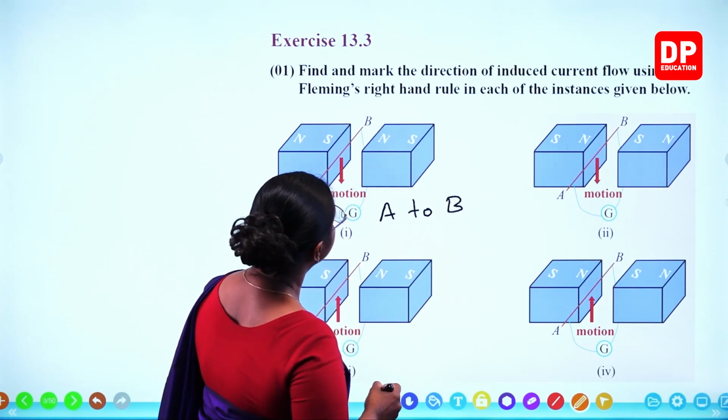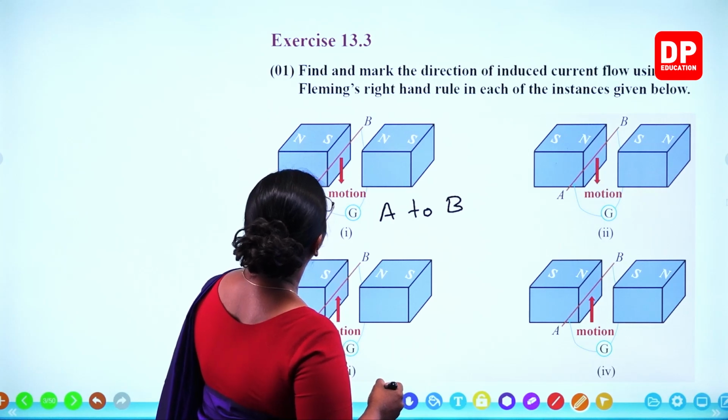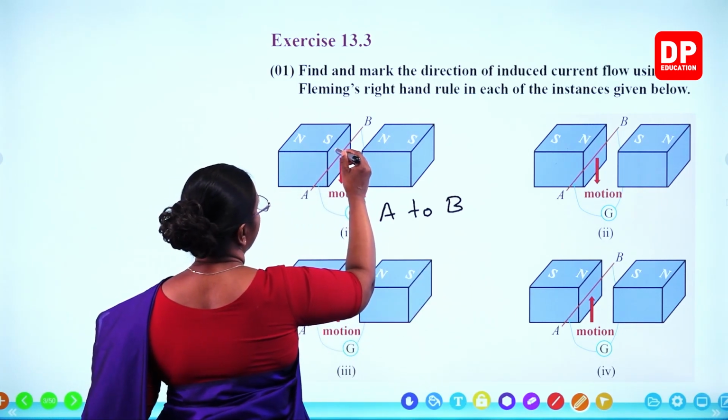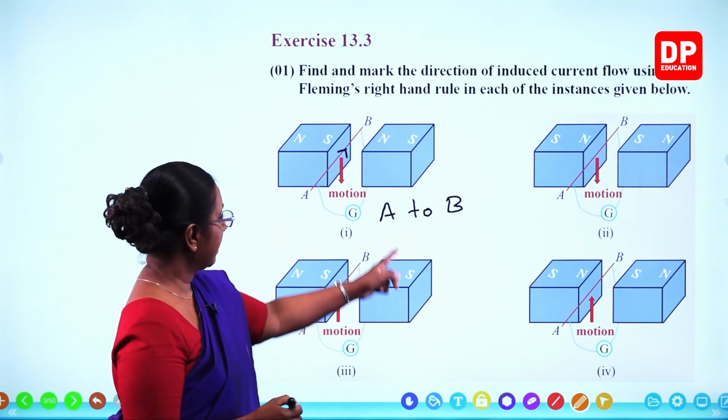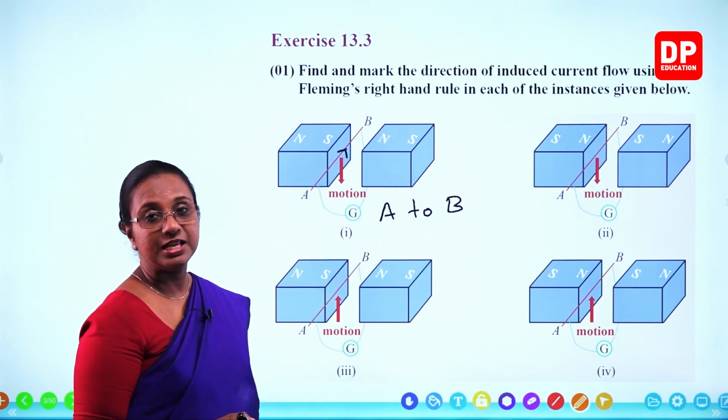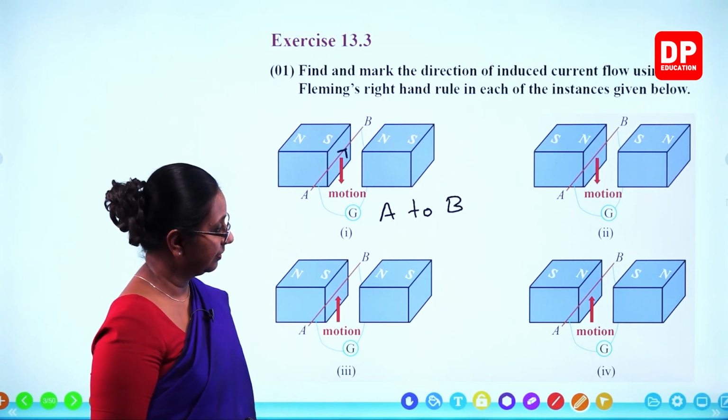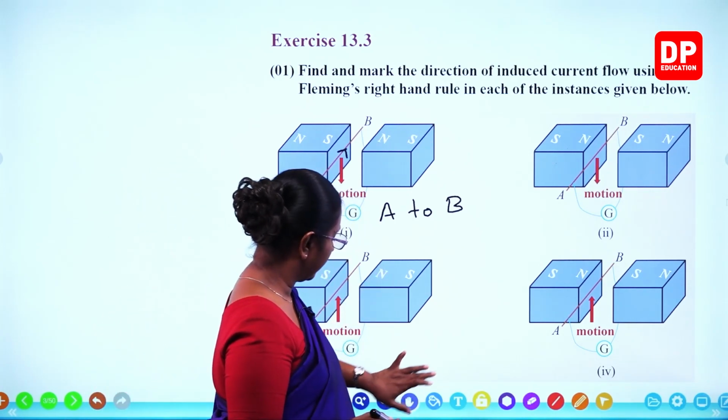Here they have said find and mark. So if you are to mark the direction of the current flow, it's going to be that way. I have written and marked as well. A to B. Is that clear? Then the second one.